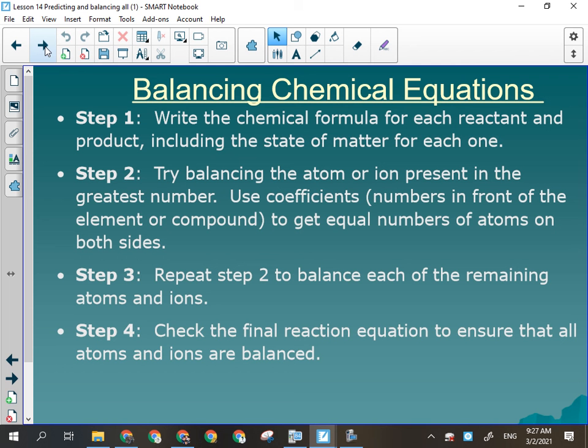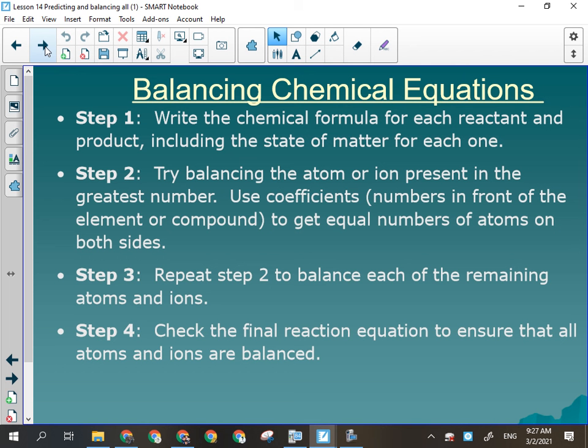For step 2, try balancing the atom or ion present in the greatest number, unless it's what kind of reaction? Combustion. Combustion has its own set of rules. Use coefficients, numbers that go in front of each element or compound, to get equal numbers of atoms on both sides. Repeat step 2 to balance all the rest of the stuff.